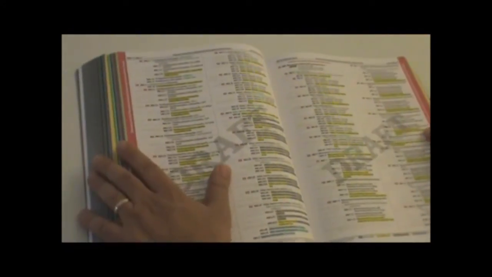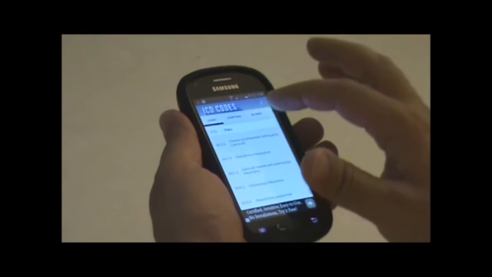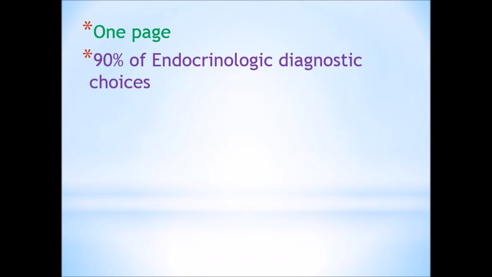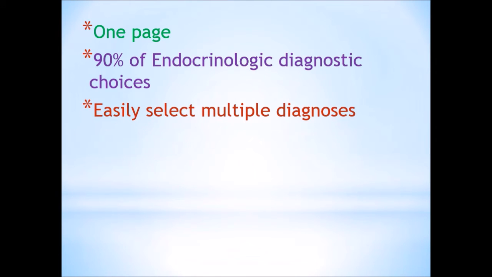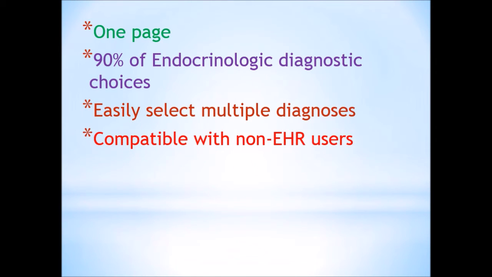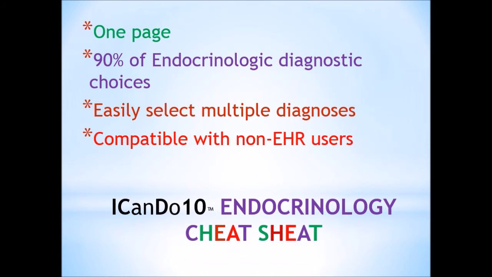An ICD-10 coding book is comprehensive but too onerous to look through for each diagnosis in a patient. Same with using the apps. What we really need is one page with 90% of endocrinologic diagnostic choices, easily select multiple diagnoses, and compatible with non-EHR users. What we need is an ICanDo10 endocrinology cheat sheet.